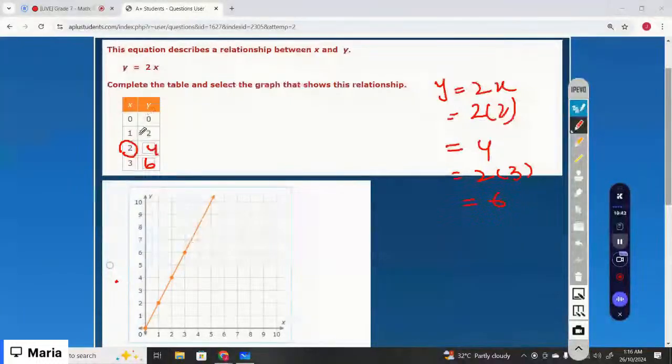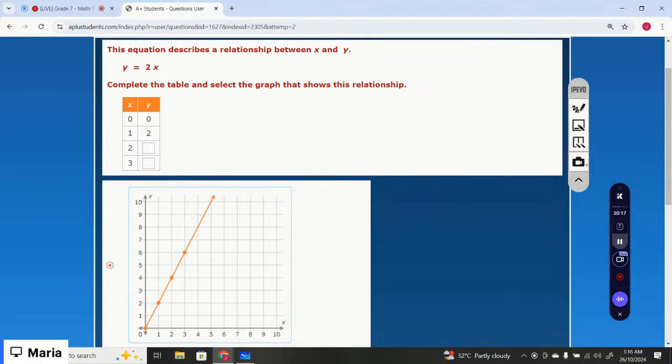Match this table with the first value 0, 0. Here is 0, 0. X is 1, y is 2. So here is 1 and 2, right? And then x is 2, y is 4. And then when x is 3, y is 6. So that is the correct option, right? Because all the points on the graph match with the table of values. So the correct option is option number 1.